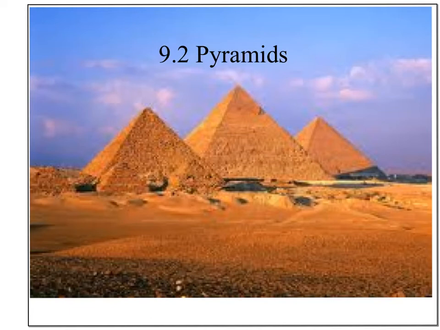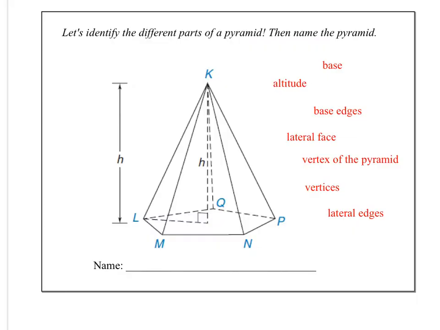Okay, this is 9.2, talking about pyramids. All right, so let's identify the different parts of the pyramid, and then we're going to name the pyramid. So when we talk about a base, we're talking about this pentagon down here, LMNPQ. So this pentagon down here would be our base.